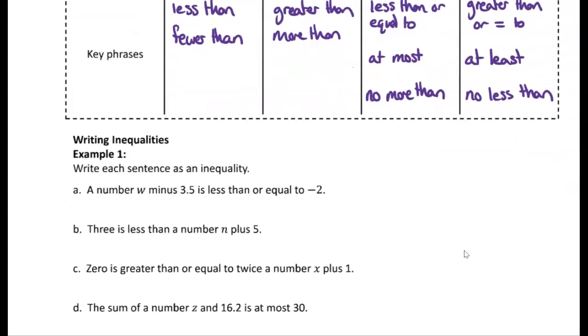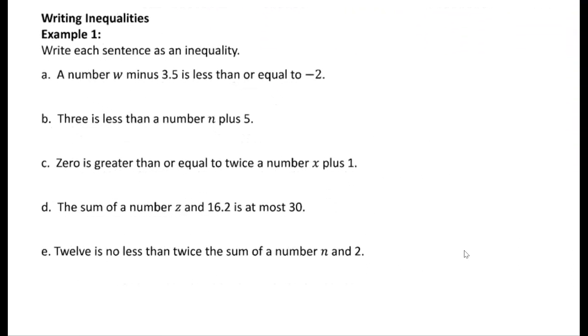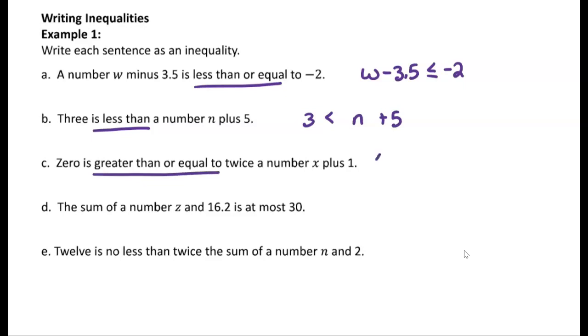Okay, let's practice this. Write each sentence as an inequality. A number W minus 3.5, okay, that's W minus 3.5, is less than or equal to, that's the symbol, negative 2. There's our sentence as an inequality. All right, 3 is less than a number n plus 5. All right, 0 is greater than or equal to twice a number x, that's 2 times x, when you see twice a number, it's 2 times that variable, plus 1.